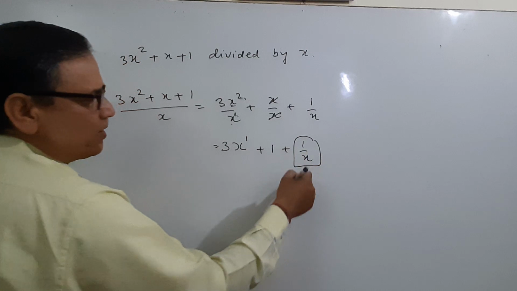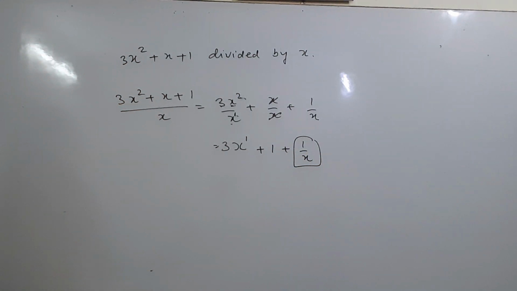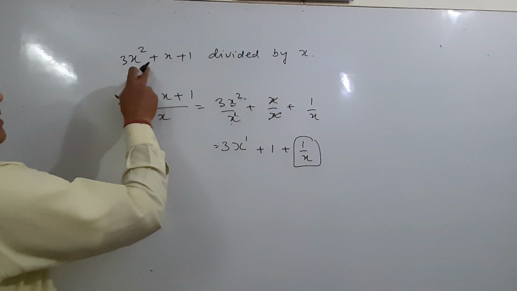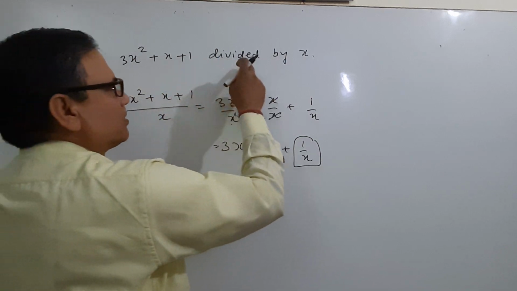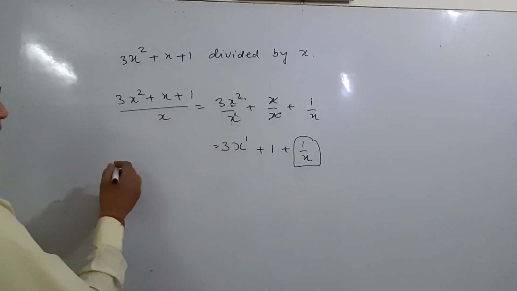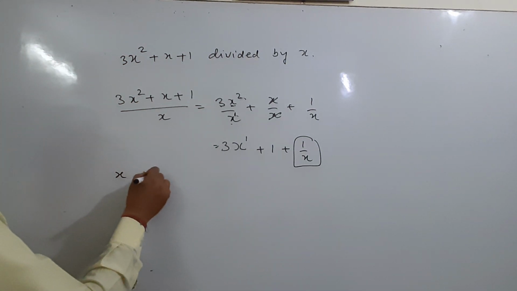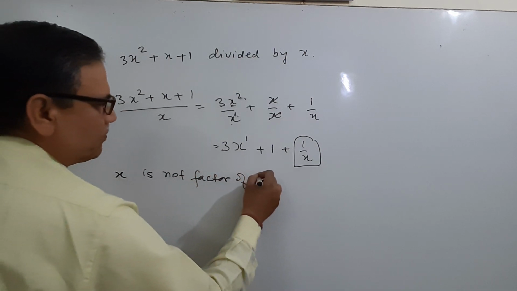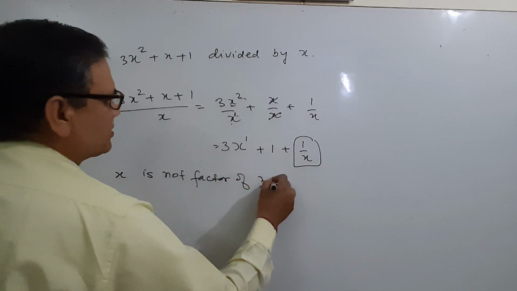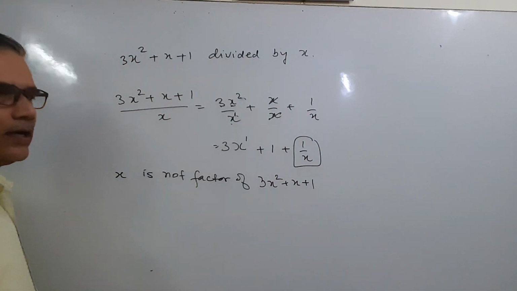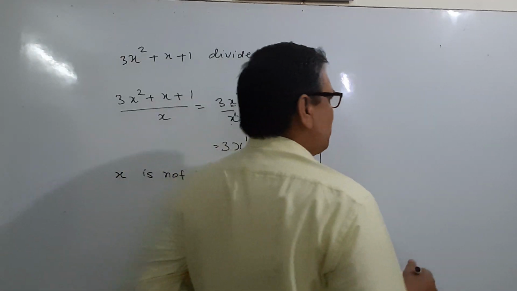It means 1 cannot be divisible by x. It means 3x square plus x plus 1 is not completely divisible by x. Therefore x is not a factor of 3x square plus x plus 1. Is it clear? And the second method of division, please be careful for that.